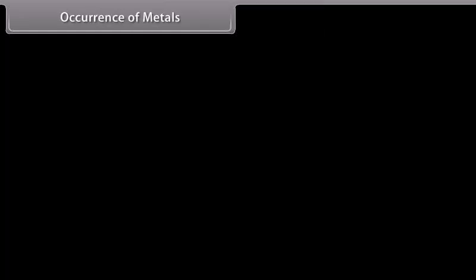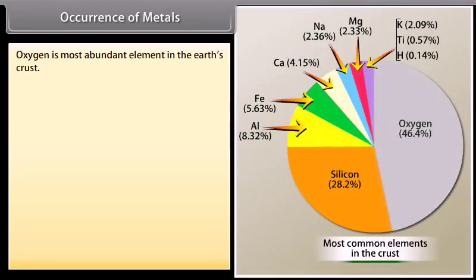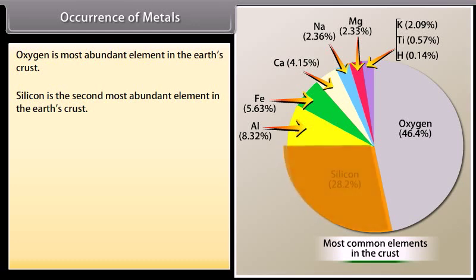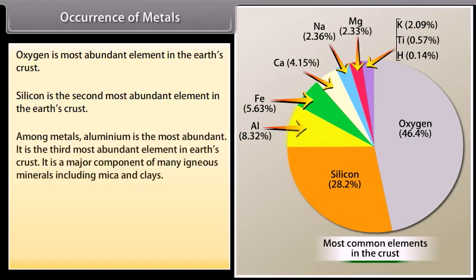Occurrence of metals. Oxygen is most abundant element in the Earth's crust. Silicon is the second most abundant element in the Earth's crust. Among metals, aluminium is the most abundant. It is the third most abundant element in Earth's crust. It is a major component of many igneous minerals, including mica and clay.